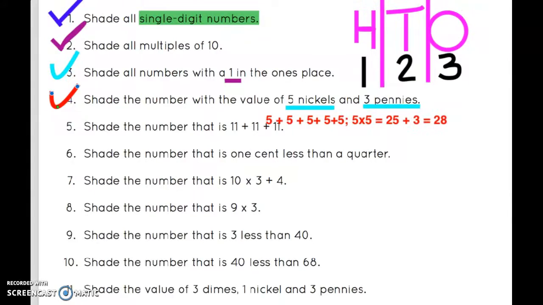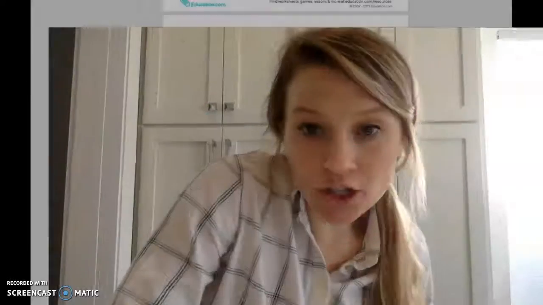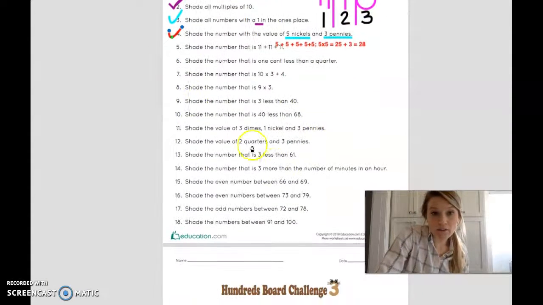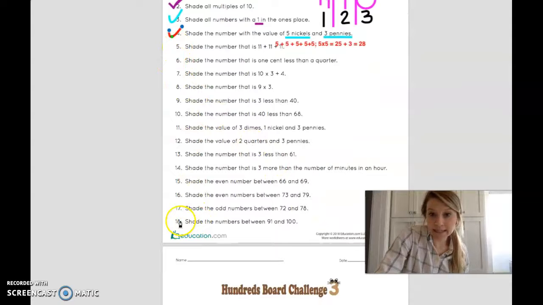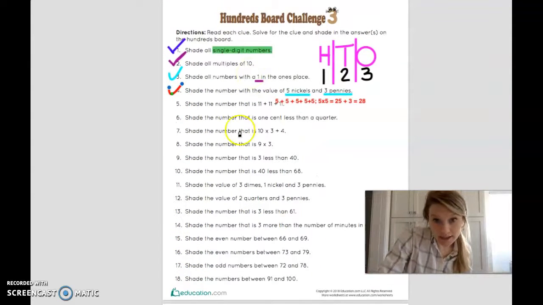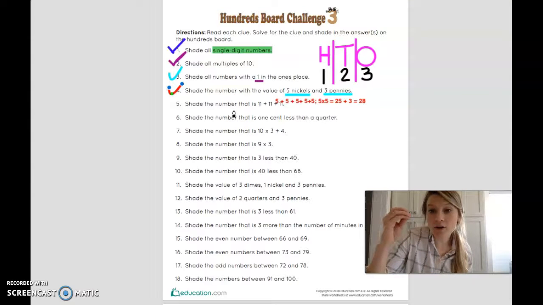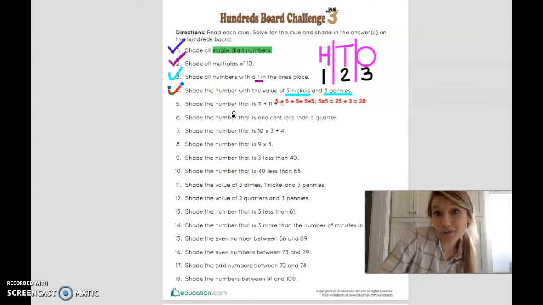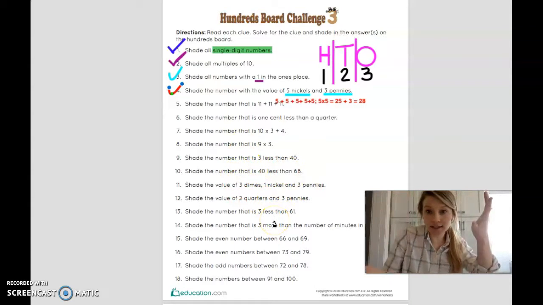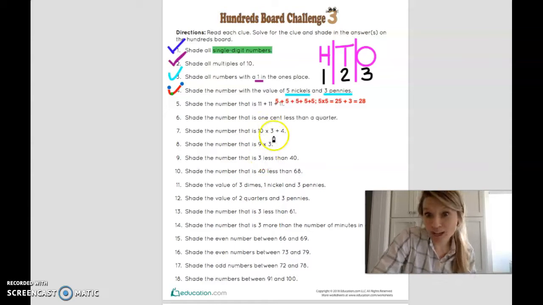Now, boys and girls, you need to finish the rest of these on your own. So you have numbers 5 through 18 to do. Have some fun with it today. Do your best and think about what the questions are asking. It's kind of like a little math riddle today. There are some money questions, some greater than, less than, and multiplication. So you really are practicing every math skill that you know.